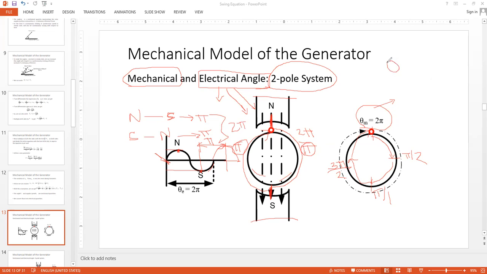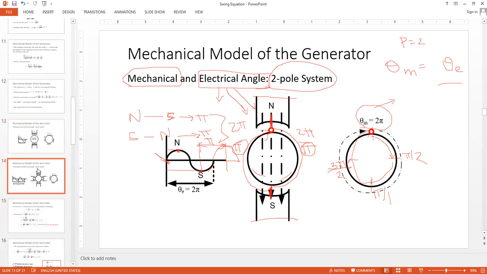So for a two-pole system, what is the relation between theta m and theta e? If we say the electrical one is theta e, and the mechanical one is theta m, what is the relation for a two-pole machine? When P equals 2, they are equal. Okay, they are equal. Now let's go forward and try to find out the relation for a four-pole machine.